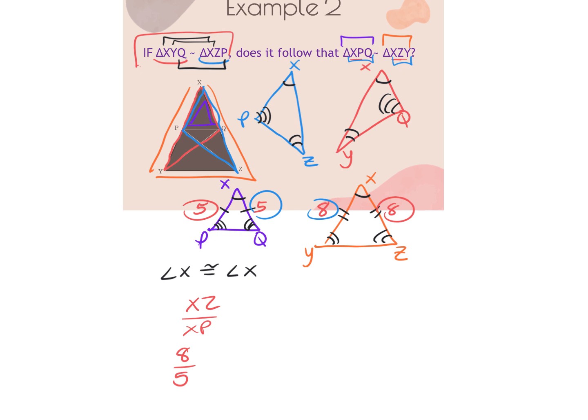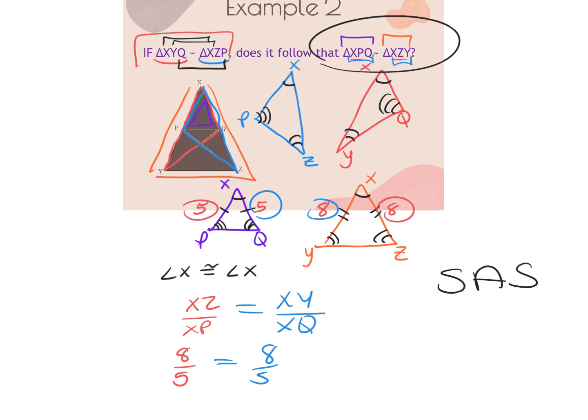If I do XY over XQ, it still is 8:5. Same ratio. So I could say, yes, this statement is true by using side, angle, side. Because I have a side, the angle, and the side, the sides are proportional, and the included angle is congruent.